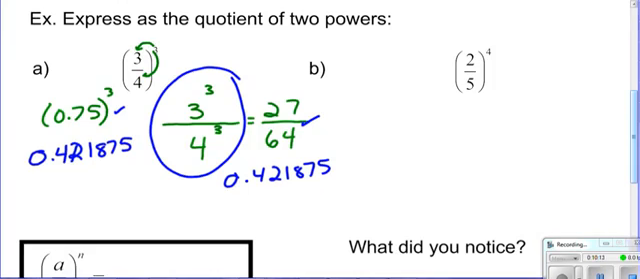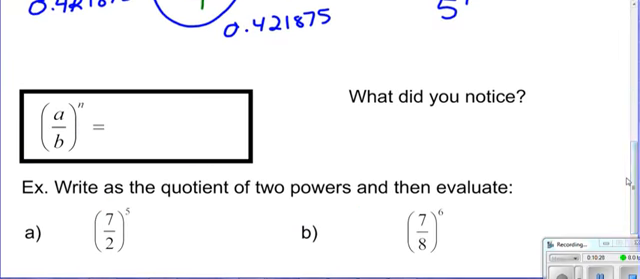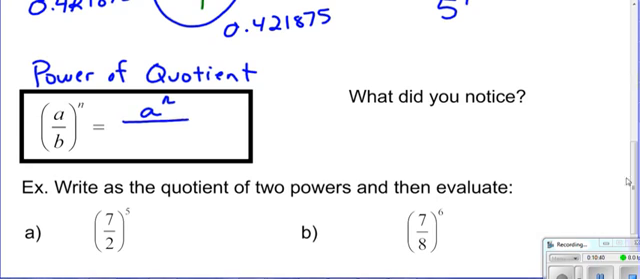Looking at the second example, again, we have a quotient or division statement inside of our base. So the 4 is going to apply to both the numerator and denominator. So 2 to the power of 4 over 5 to the power of 4. And that's as far as you have to go. So this is our power of a quotient rule. When you have a base that involves division, both the numerator and the denominator receive the exponent. The exponent applies to both.